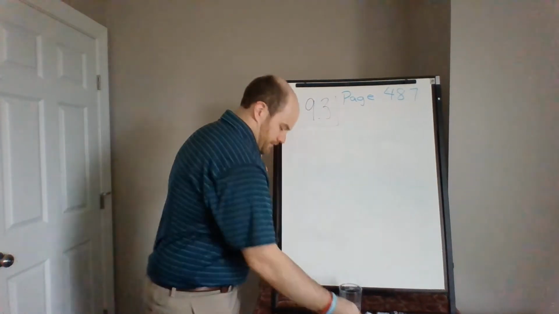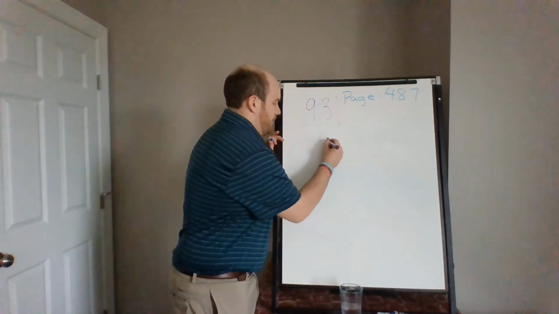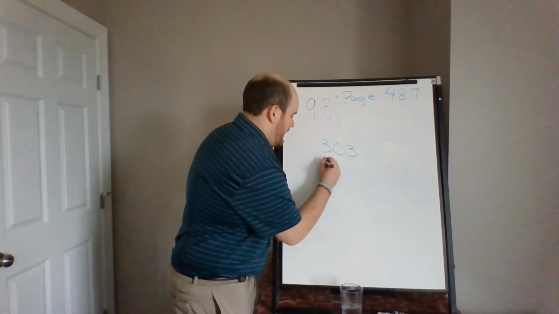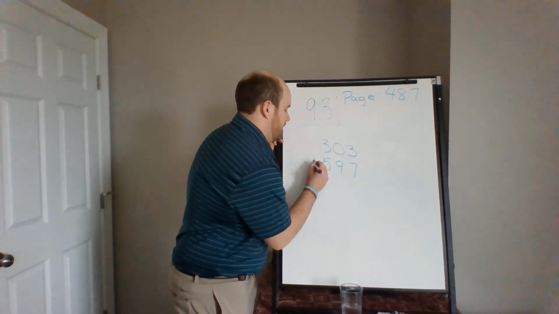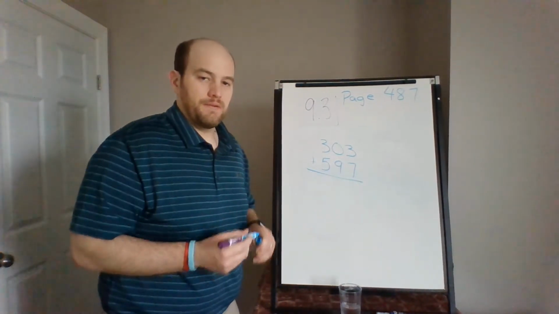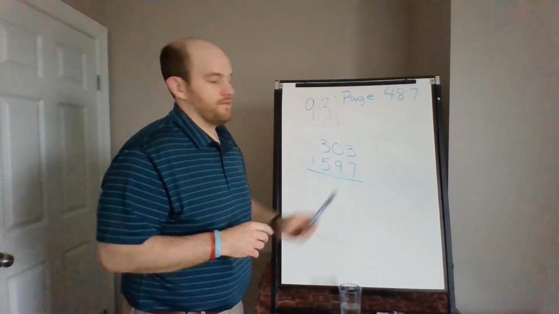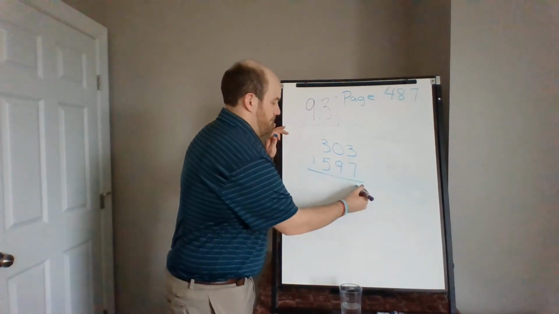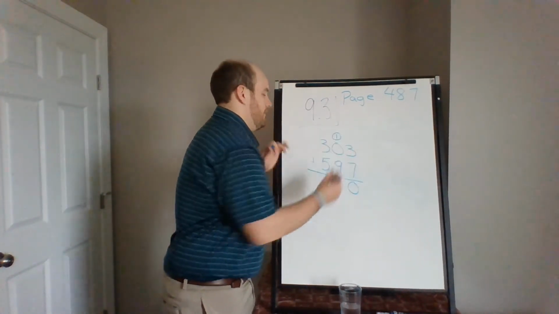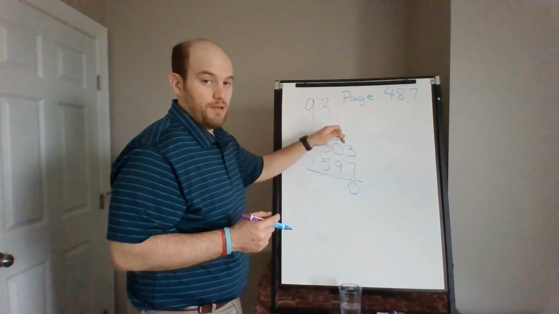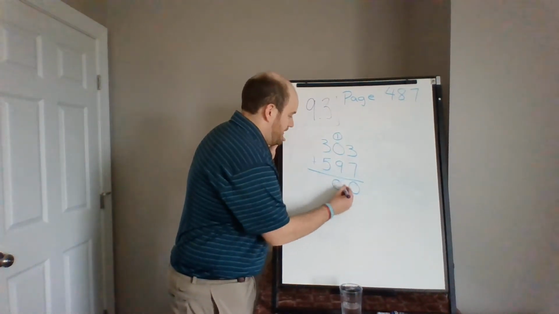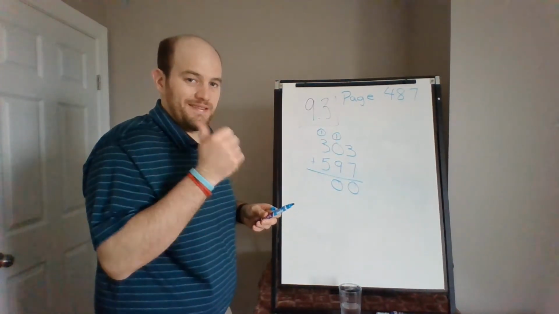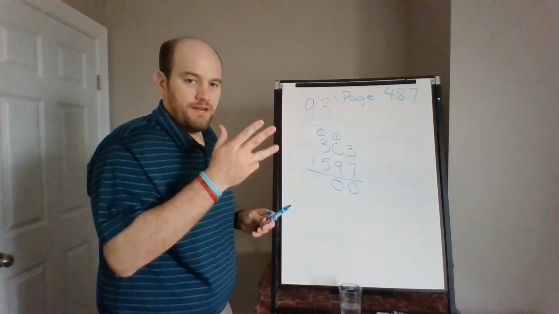Number 6. 303 plus 597. A lot of regrouping in this one. Just be ready for it. 7 plus 3. 7, 8, 9, 10. Can't put 10 down. I got to put my 0, carry my 1. 9 plus 0 is 9, plus the 1 is 10. Carry my 1. 5 plus 3, 5, 6, 7, 8, plus 1, 9.